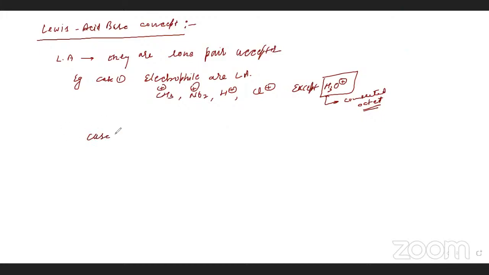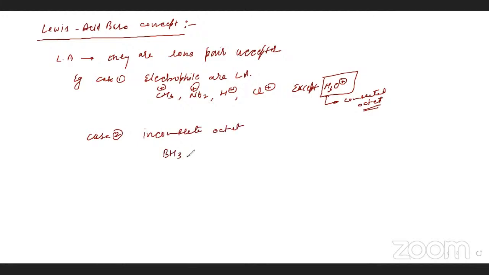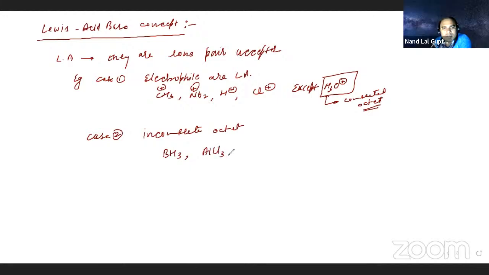Case 2. Incomplete octet: BH3, AlCl3, FeCl3. They all have an incomplete octet. How many electrons are there in the valence shell? Aluminium configuration 2, 8, 3, and 3 electrons shared with the chlorine. Total electrons is 6, and here is also vacant. So if incomplete octet, they will act as a Lewis acid.